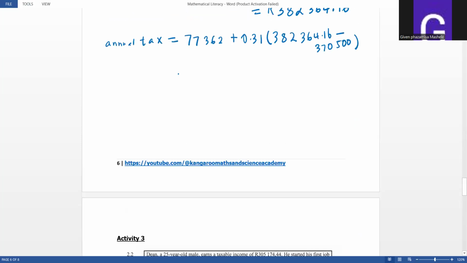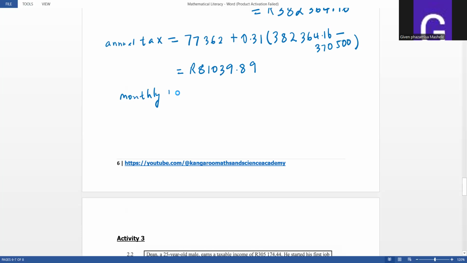So the annual tax would be 77,362 plus 0.31 of 382,364.16 minus 370,500. So this will give us an annual tax of 81,039 rand and 89 cents. So here we want the monthly tax.